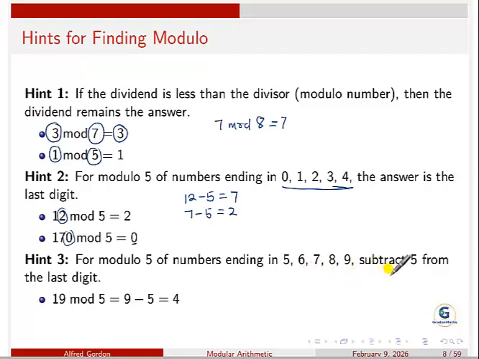Now hint 3, for modulo 5 of numbers ending with 5, 6, 7, 8 and 9, all we can do is subtract 5 from the last digit, so we don't waste time here. With 19 mod 5, since 9 is greater than 5, we just consider the last digit and subtract 5 to get the modulo, and that is 4.